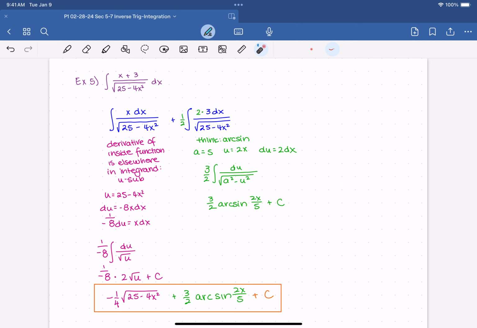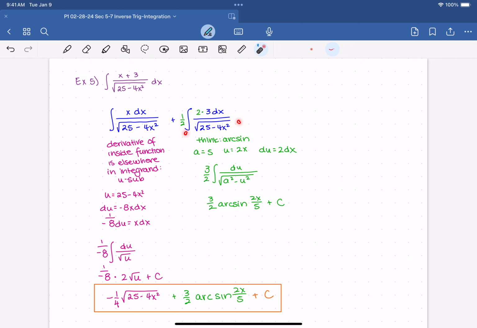So there's my u du, and if I go ahead and plug everything in, now it becomes a pretty straightforward integral. Remember, this means u to the negative 1/2. So add 1 to the exponent, it's positive 1/2. Divided by the exponent, it's 2. And then I just replace the u with what it equaled. So that was the first part of the integral.